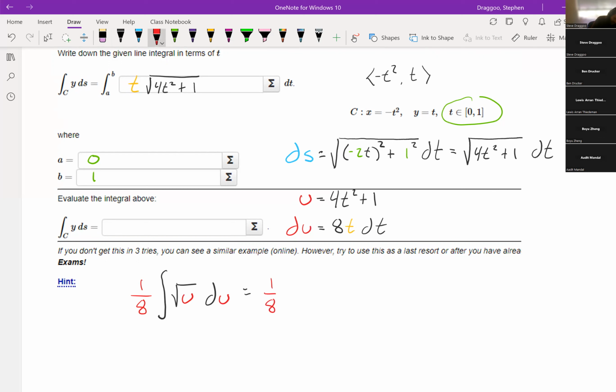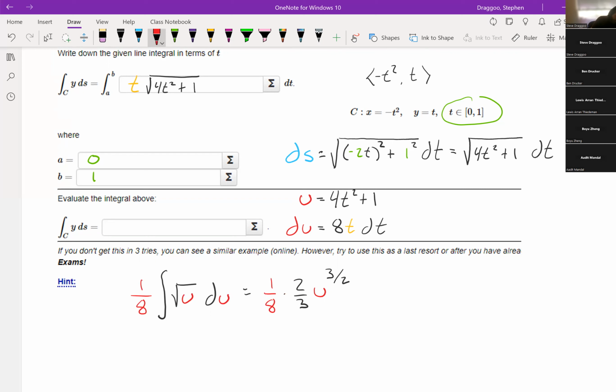So this is 1/8 times 2/3 u to the 3/2. Let's mark that in red again. So I know I've got a substitute here. And then I like to substitute back in for my original variable so that I can continue to use my original bounds. So that's what I'm going to do here.